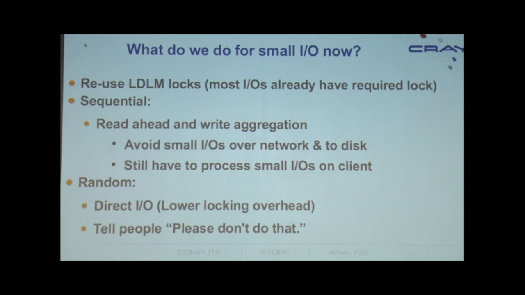So for sequential small I/O, we do read-ahead and we do write aggregation. Both of those allow you to avoid doing small I/O over the network and to the disk, but you still have to process them on the client. And as we'll see here, that can still be pretty painful. So if the user space provides an 8-byte I/O, there's a lot of work you still have to do that's the same as if user space provided a 1 megabyte I/O. Very painful. And then about random small I/O, it's not the best story here.